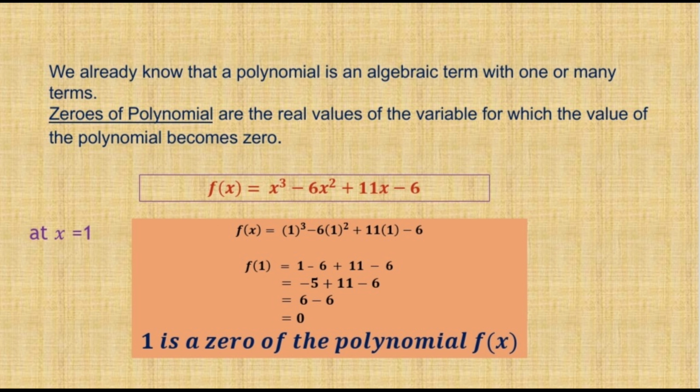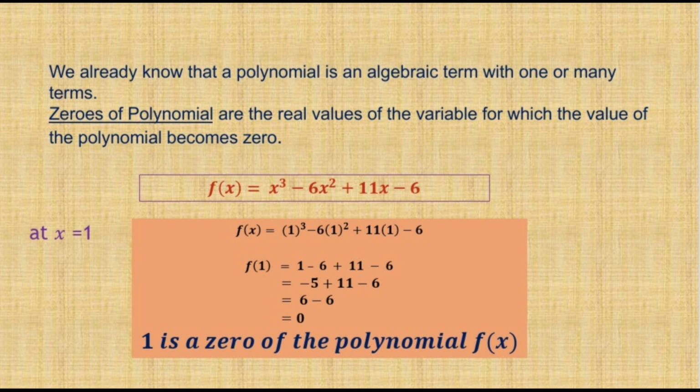Now, let us move on to the next topic called zeros of the polynomial. Zeros of the polynomial are the real values of the variable for which the value of the polynomial becomes 0. That means all the x values that make the polynomial equal to 0. Have you understood? Yes, it means that it is a value or a point where the polynomial becomes 0. Let's understand it better with an example.